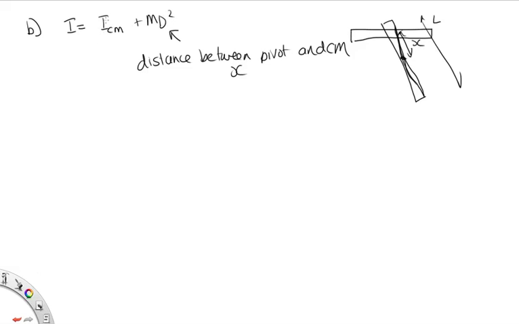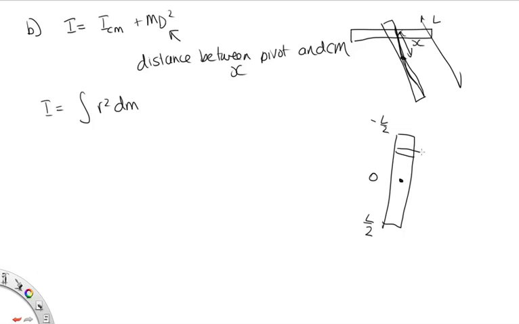So let's work out what the moment of inertia is about the center of mass. So we've got a rod here. The center of mass is right in the middle. So this is minus L on 2, 0, L on 2. I is equal to the integral of r squared dm. Now each little increment here has mass dm, which is equal to m over L times dl, the length of the increment. Okay, so let's calculate the moment of inertia.